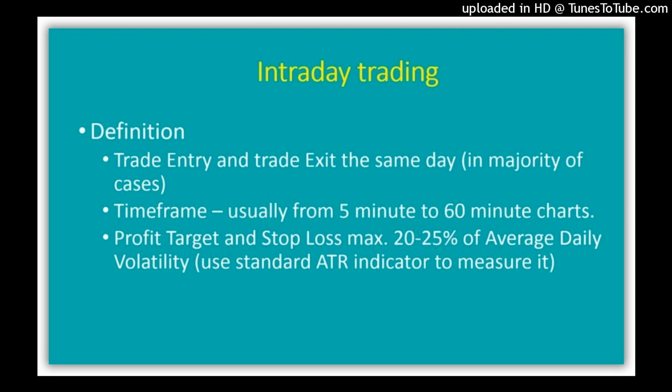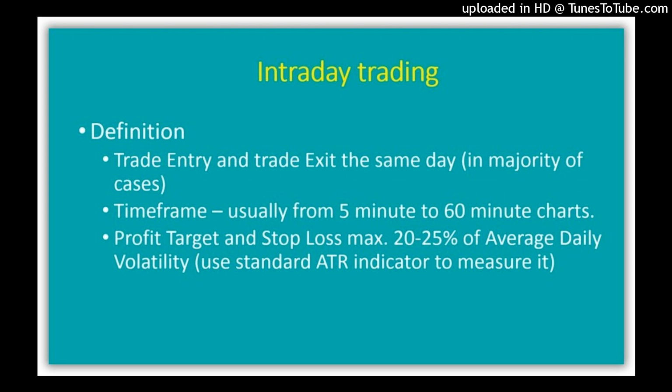Now, because you want to be quickly in and out of a trade during one day, you need to set your profit target and stop loss accordingly. And the maximum value of the profit target or stop loss should be around 20 to 25% of average daily volatility. This is the maximum. You can go, for example, to 10% to 25% of average daily volatility, all right? You can measure the average daily volatility if you use the standard ATR indicator.